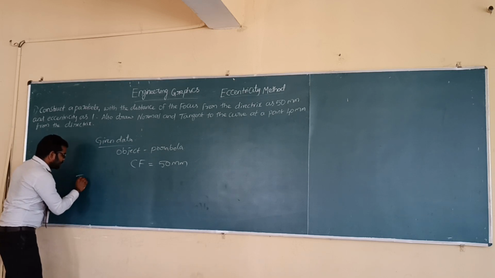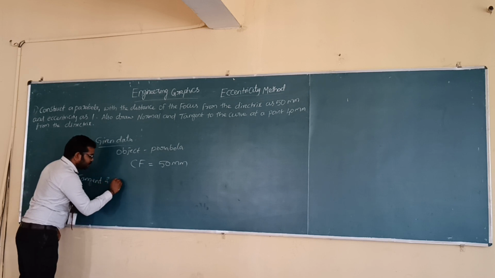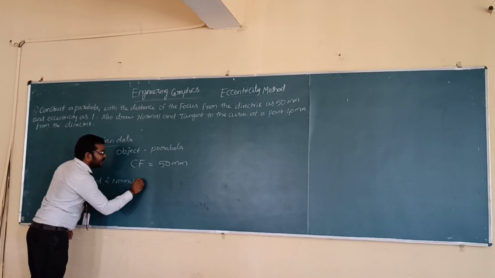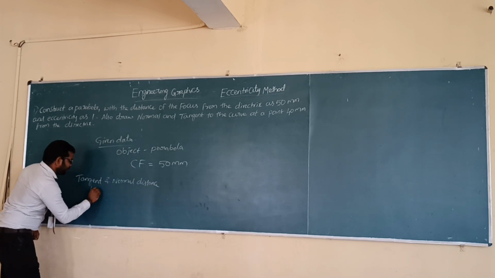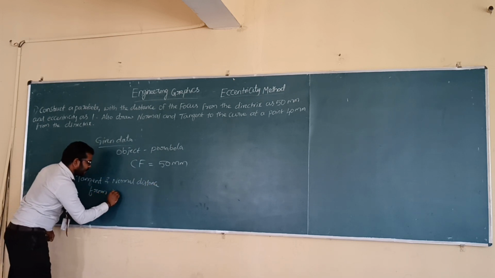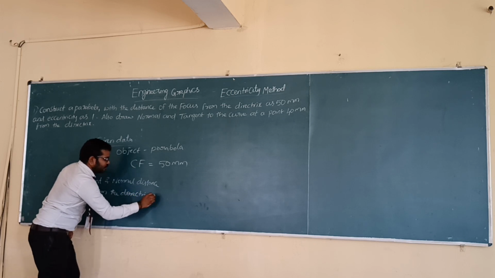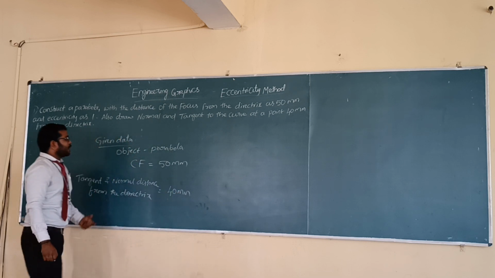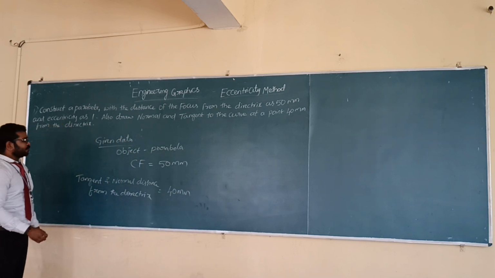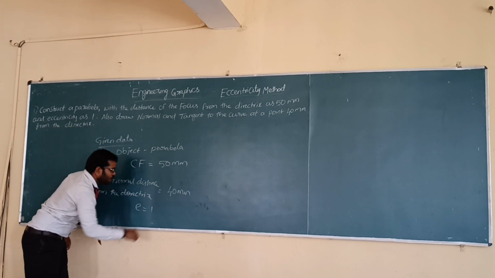So the tangent and normal distance from the directrix is 40 mm. Okay, and then the eccentricity ratio is equal to 1. So E is equal to 1.